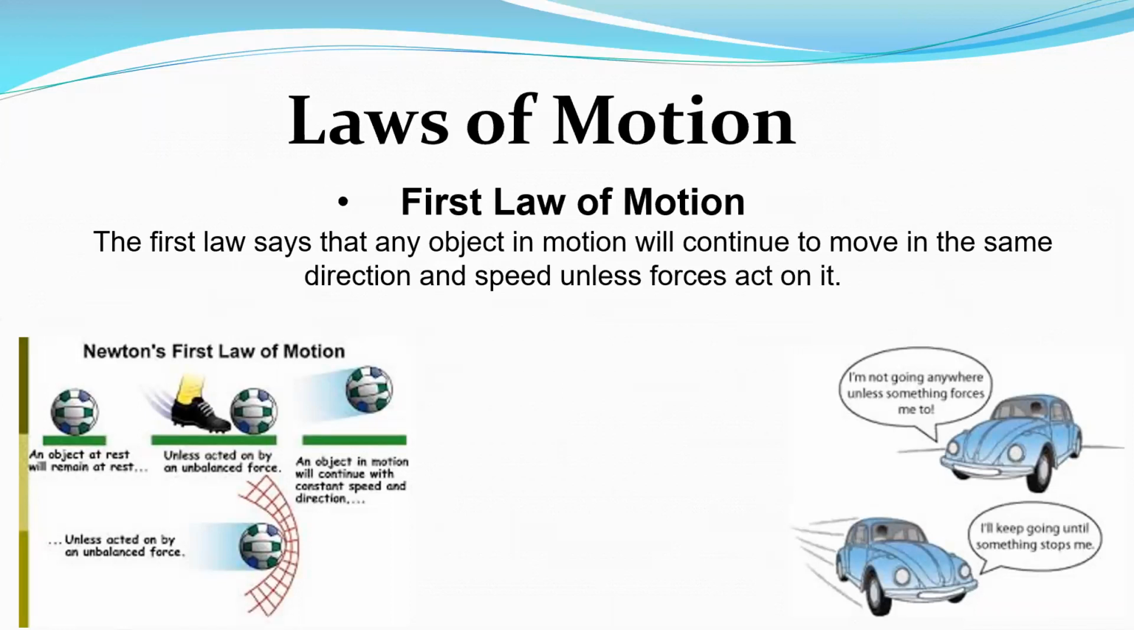So if you remember from last week, the laws of motion, with the first law of motion, basically an object at rest will remain at rest unless acted on by an unbalanced force. Think about a soccer ball. If you leave a soccer ball there and don't touch it, it's not going to move unless something like the wind or your foot touches it to move it.